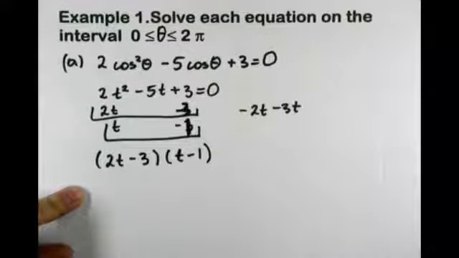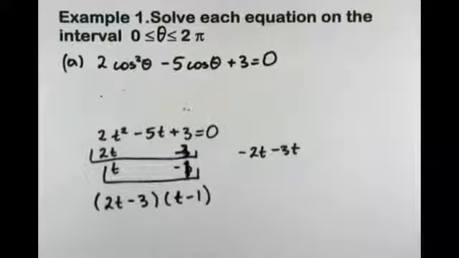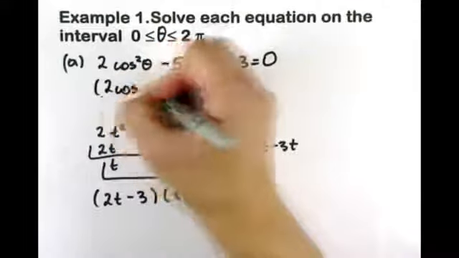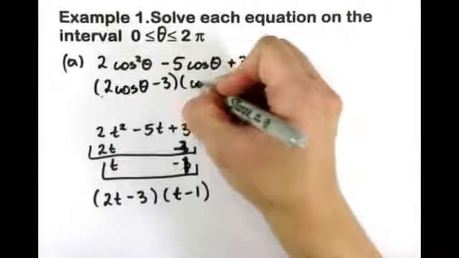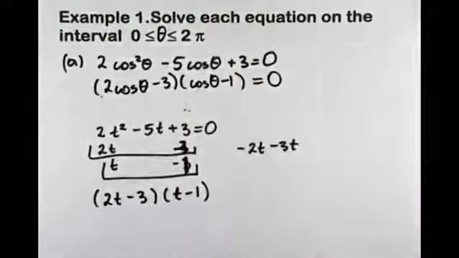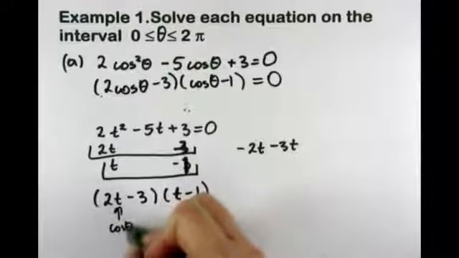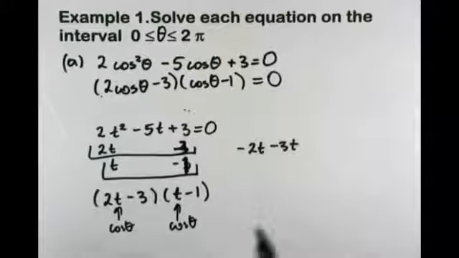Okay, now my t was cos, so I can write this down as 2 cos theta minus 3, and then cos theta minus 1 is equal to 0. I substitute cos theta for t, and then I have this factorization.